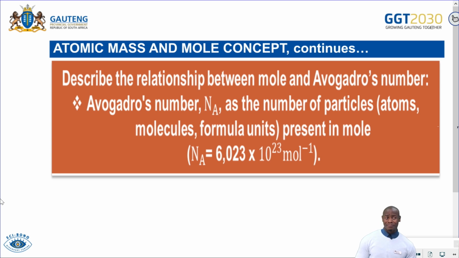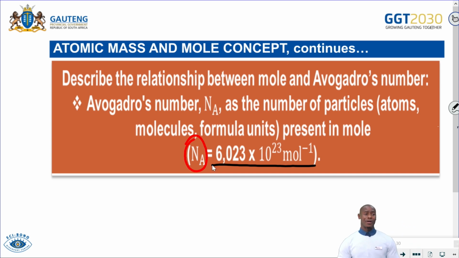Right. Then the relationship between the mole and the Avogadro's number, right? The symbol for the Avogadro's number is Na, right? So Na, we should know that that is the Avogadro's number. Okay, and what is the value of the Avogadro's number? It is 6.023 times 10 to the power 23 per mole, right?